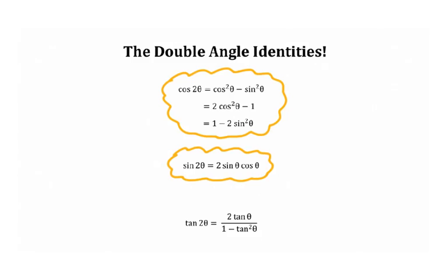This video is not going to work through an example, but we did mention in the last video that tangent of 2 theta can also just be found by taking whatever you found for sine of 2 theta and dividing it by cosine of 2 theta, because that's the quotient identity for tangent. So let's go ahead and give this a shot.